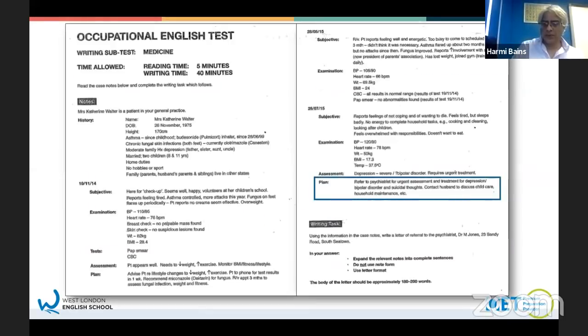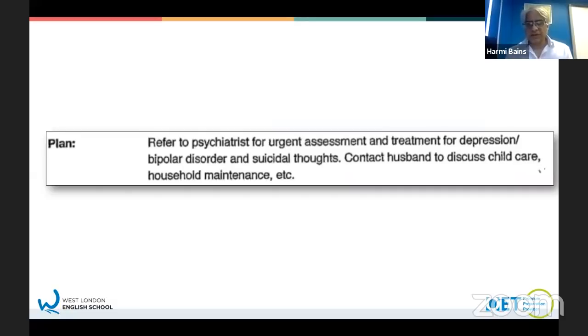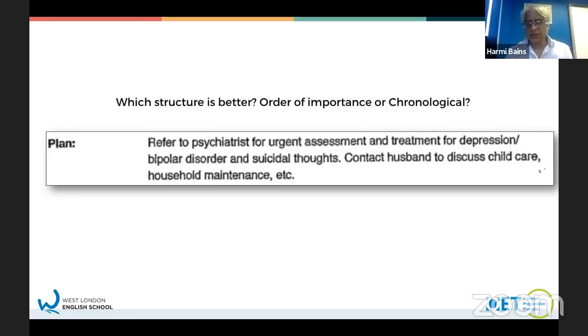So let's have a look here. Here are some case notes. And what I'm going to do is I'm just going to zoom in because we're going to try to identify the purpose. I'm going to look at the discharge plan. I'm just going to zoom in here. This says refer to psychiatrist for urgent assessment and treatment for depression or bipolar disorder and suicidal thoughts. Contact husband to discuss childcare, household maintenance, etc. And the question, which structure is better, order of importance or chronological? It's interesting to think, isn't it? What would you rather do? Which one is better for this letter?